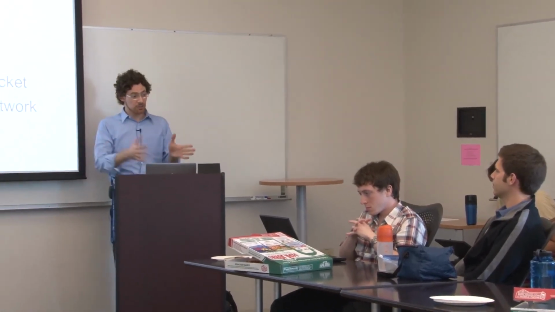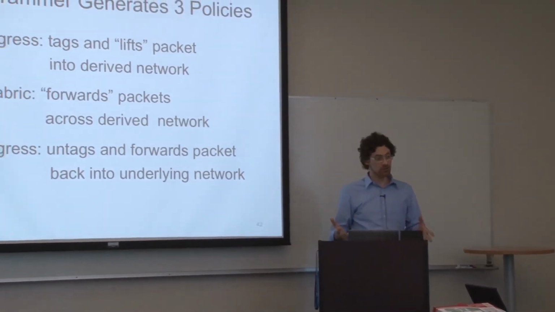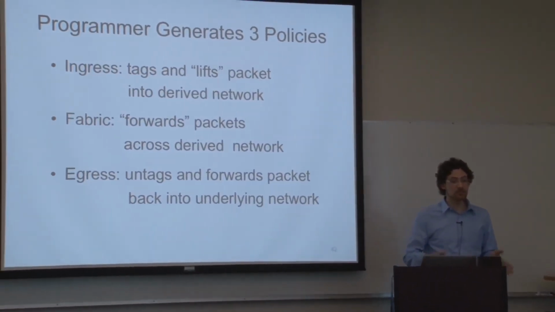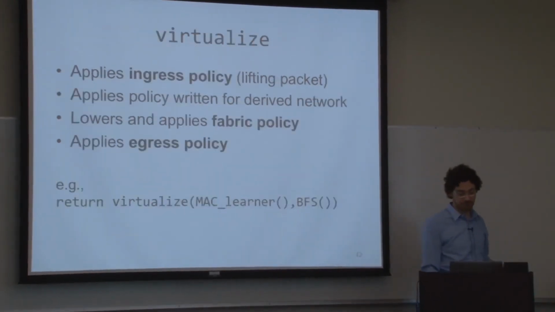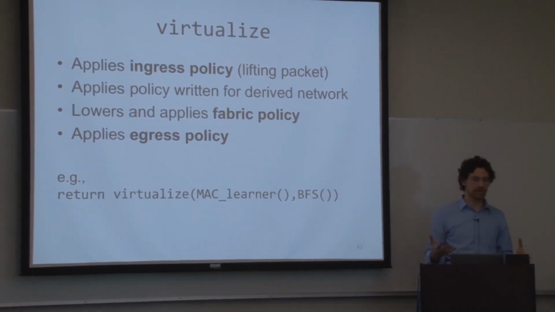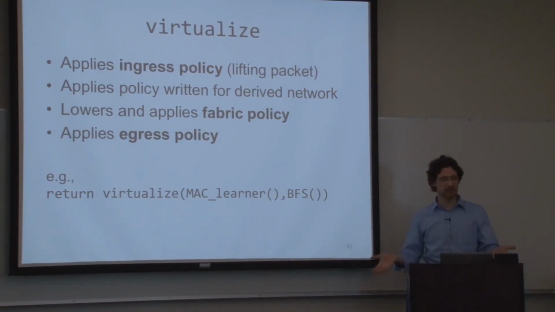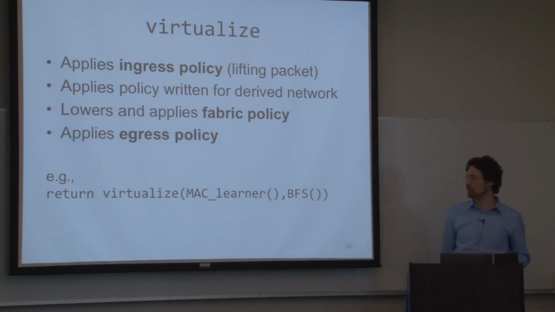So our fabric policy is going to move the packets through the virtual network components. And finally, our egress is going to untag our packets and send them out into the physical network. All of these policies specified by the programmer are used by a virtualization function that is provided in the core portion of our code base.